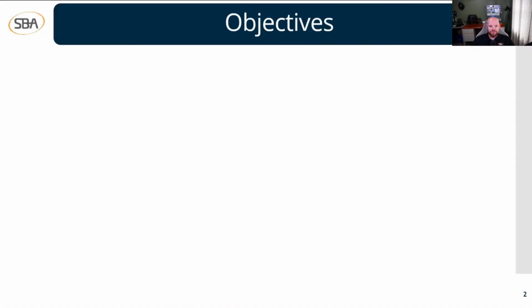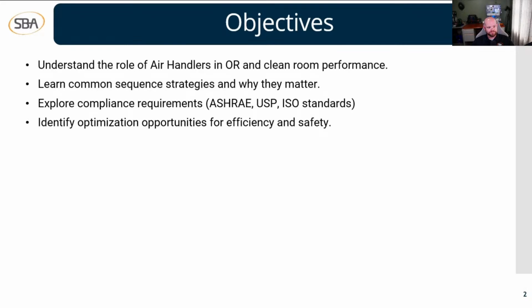To start this episode off, let's look at the objectives we have for today's episode. The first objective here is to understand the role of air handlers in operating rooms and clean room performance. Then we'll learn some common sequence strategies and why they matter. Then we'll explore some compliance requirements that deal with ASHRAE, USP, and the ISO standards. And then we'll identify some optimization opportunities for efficiency and safety.